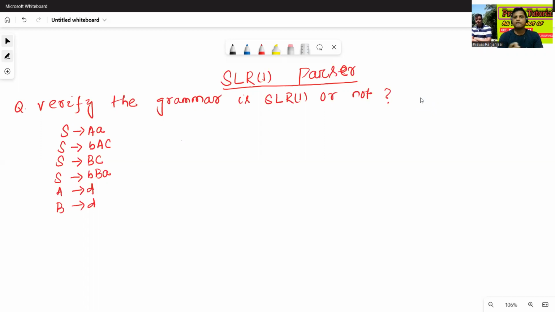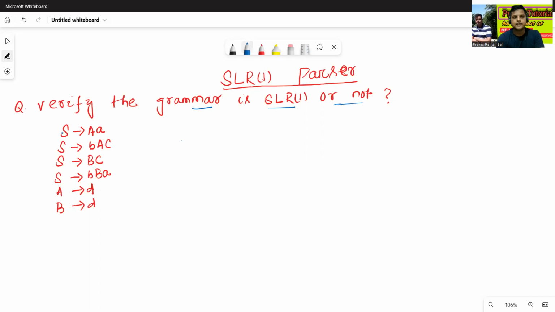We have already discussed the SLR1 parser in the previous three classes. Today we'll discuss some new examples of the SLR1 parser. The question is: verify whether the grammar is SLR1 or not, without using the SLR1 parsing table.